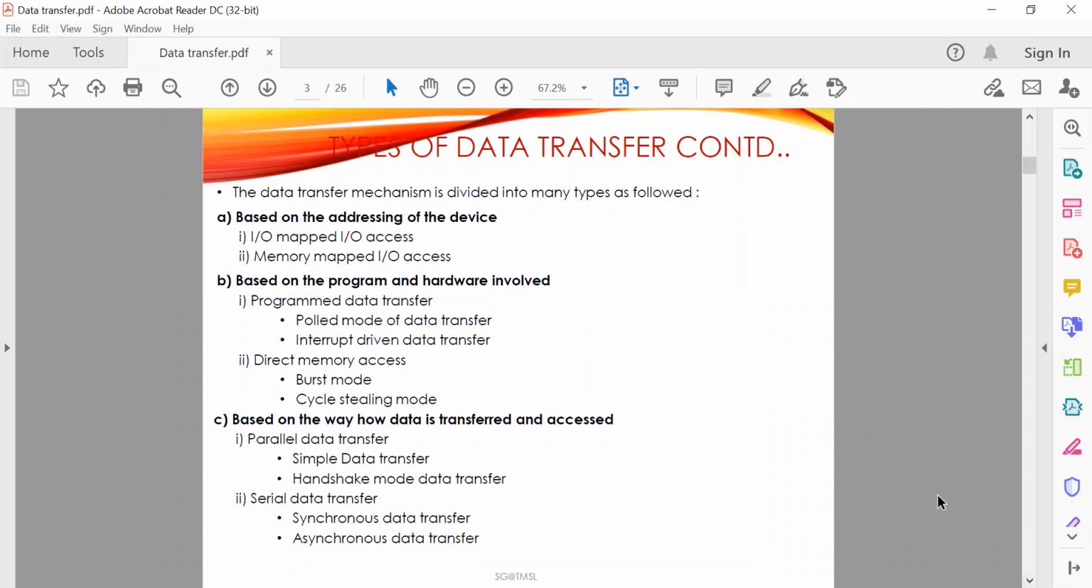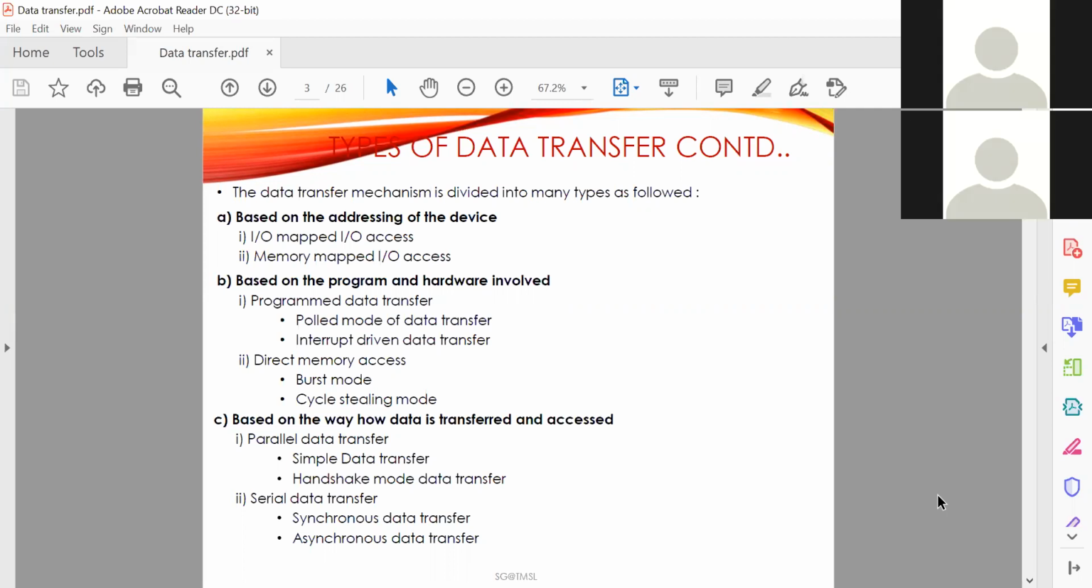any microprocessor based system, and it can take place between the microprocessor and the memory, as well as with the input output devices, or the memory and an input output device. So it may happen between the processor and the memory, or between the processor and input output devices, or memory and input output devices. So data can be transferred in several ways.